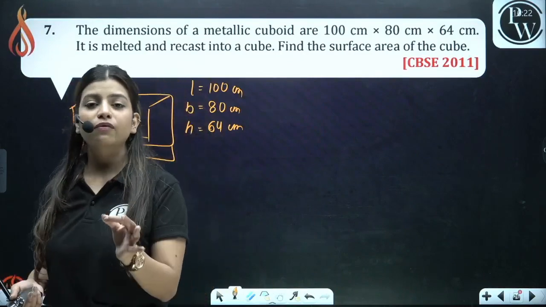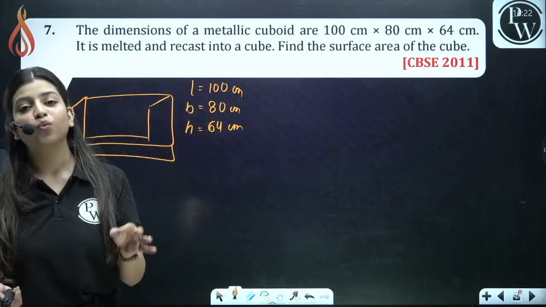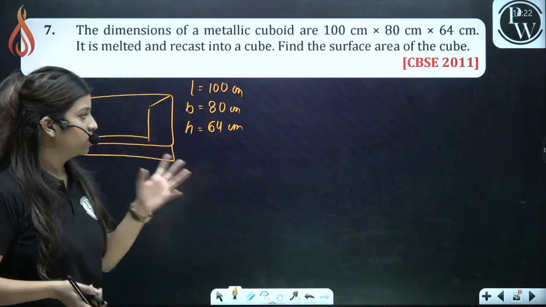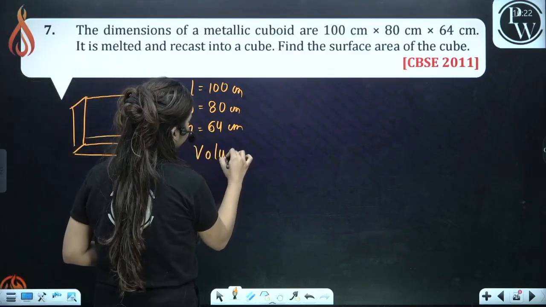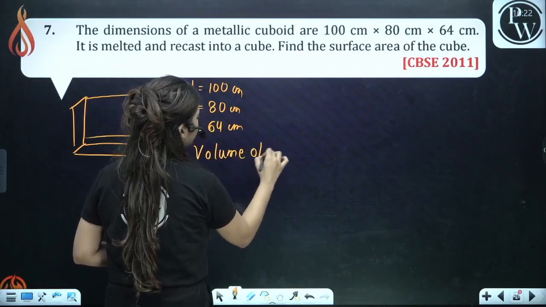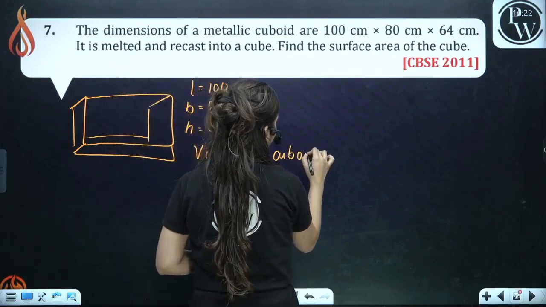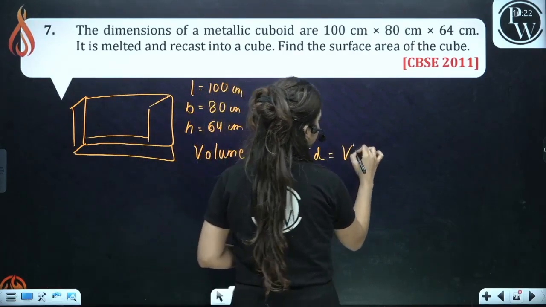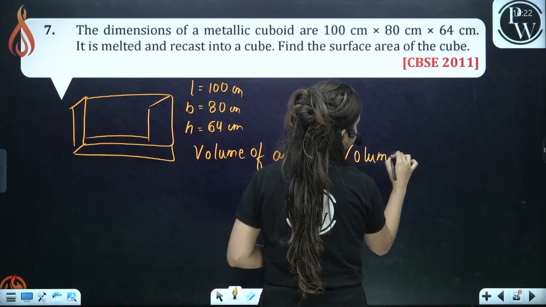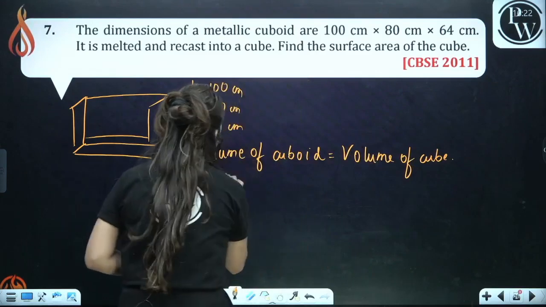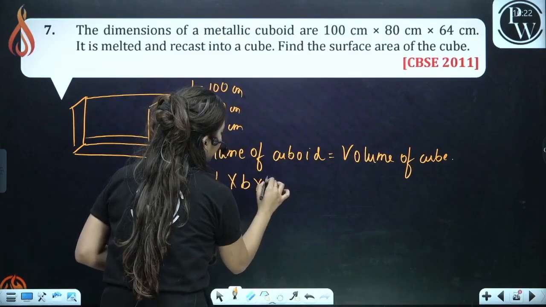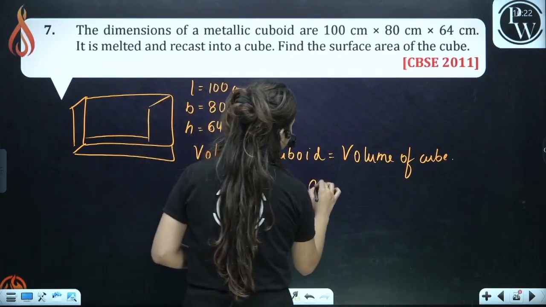To find out the surface area of the cube, we have to calculate what? The sides first. We know that the volume of cuboid will be equal to the volume of cube, that is length into breadth into height is equal to what?